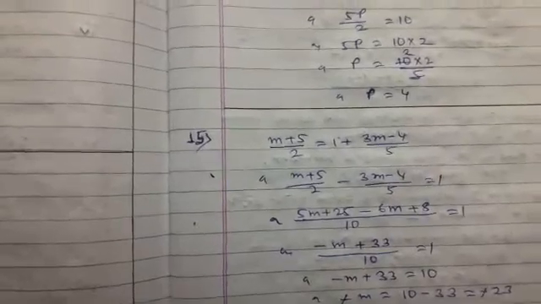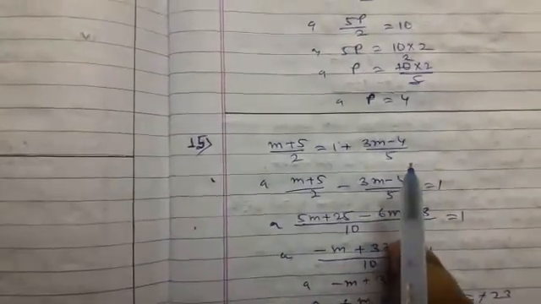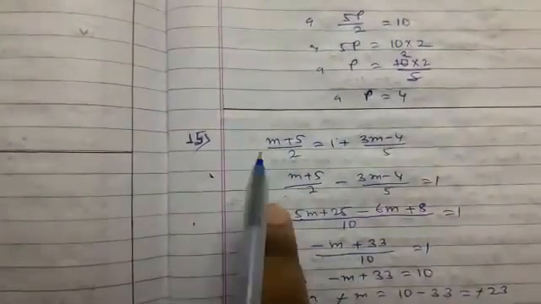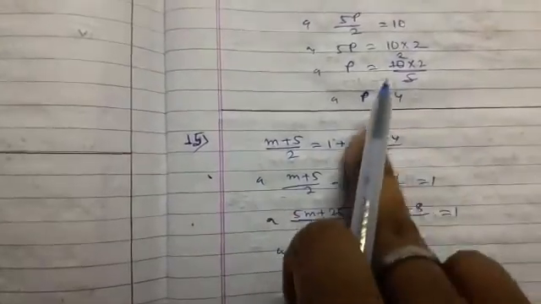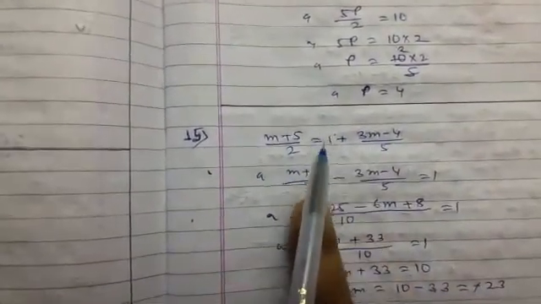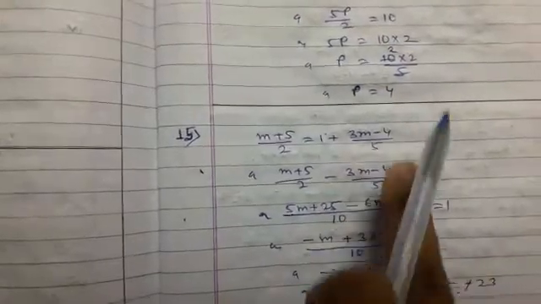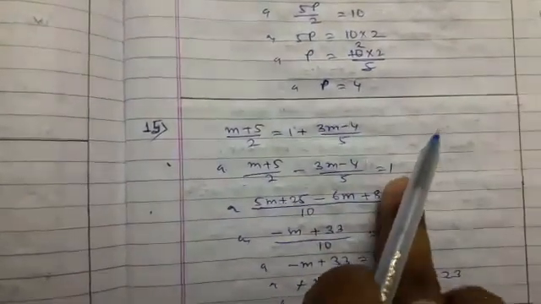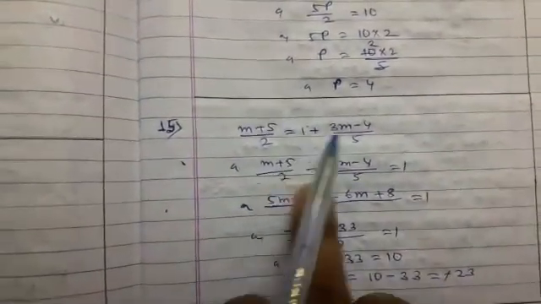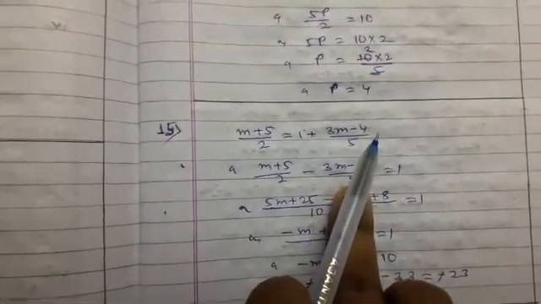Now number 15: (m + 5)/2 = 1 + (3m - 4)/5. See here, I have taken the right hand side 3m to the left hand side. That's why this whole portion becomes minus here. So (m + 5)/2 - (3m - 4)/5 = 1. Now 2 and 5, again same thing.